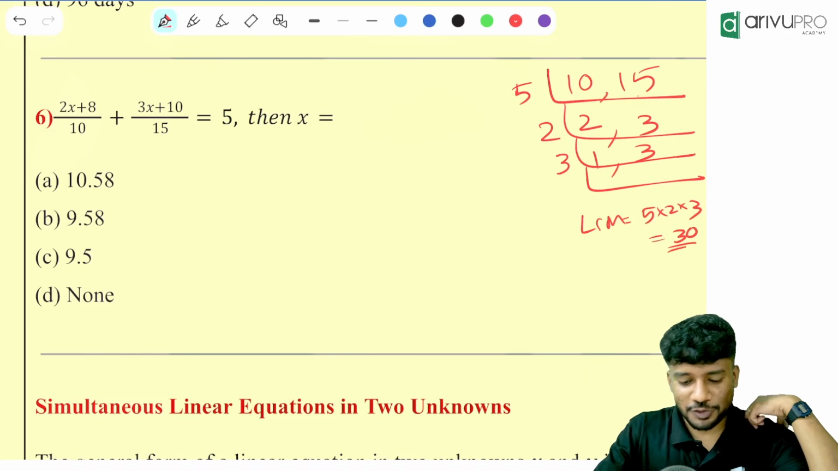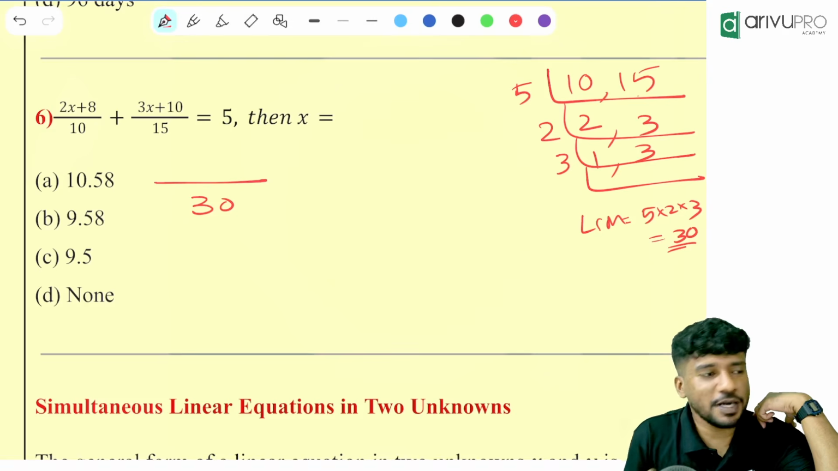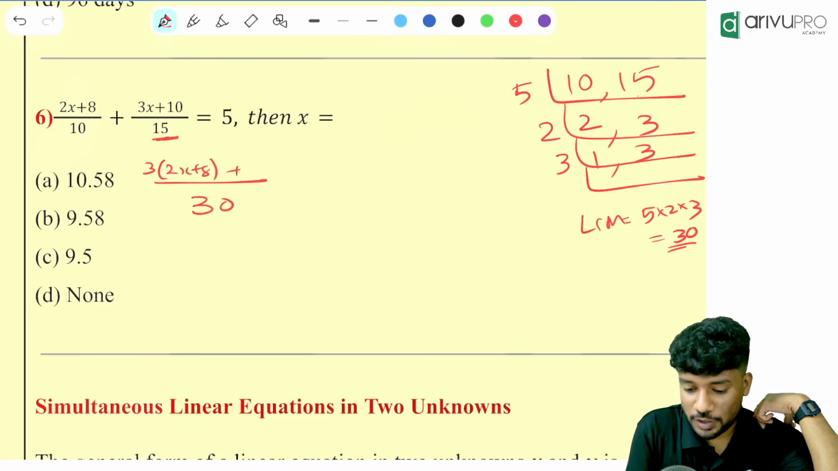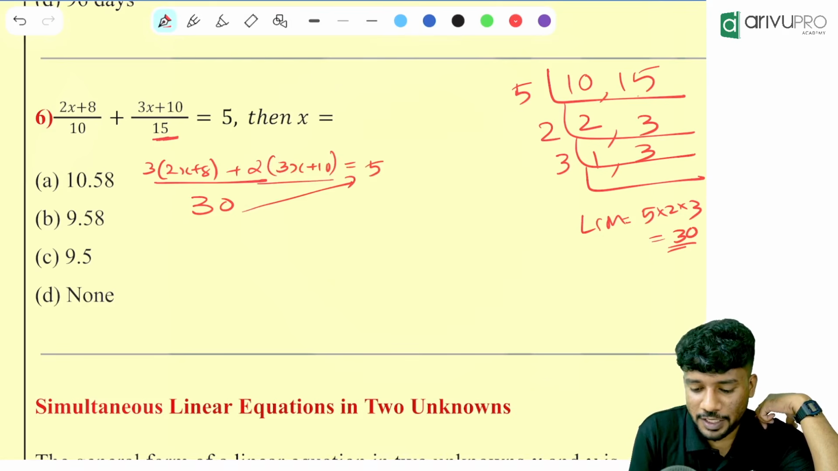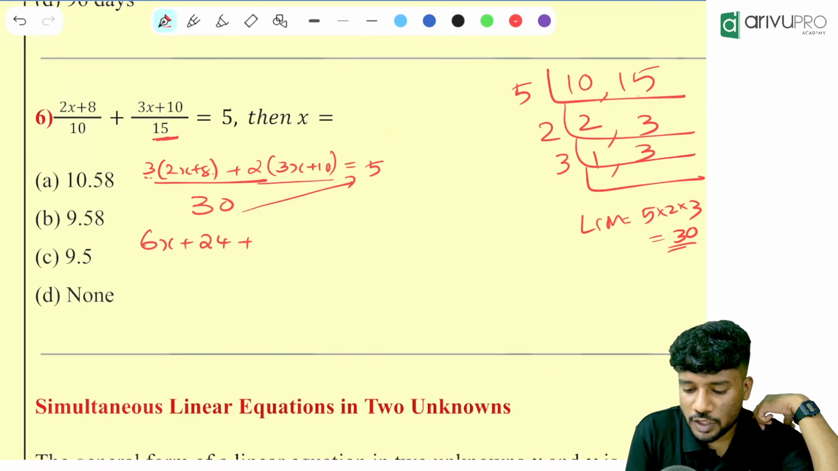So that means the entire denominator should be 30. First value you should multiply with what? 3. 3 into 2x plus 8. Plus second value you should multiply with what? 2. 2 into 3x plus 10. Which is equal to how much? 5. Cross multiply this. Open the bracket. 3 into 2 is 6x plus 3 into 8 is 24 plus 2 into 3 is 6x plus 2 into 10 is 20, which is equal to 30 into 5.